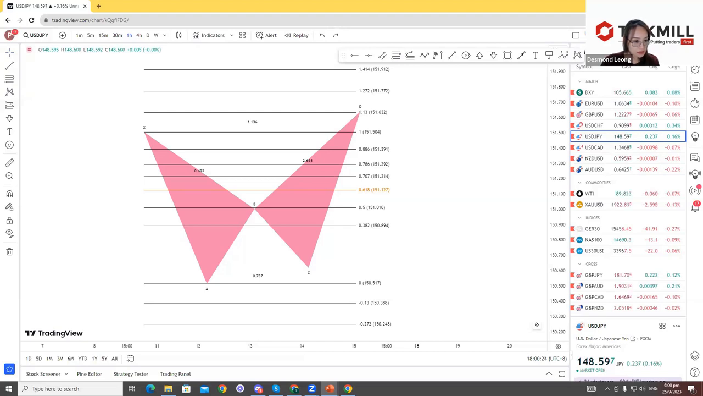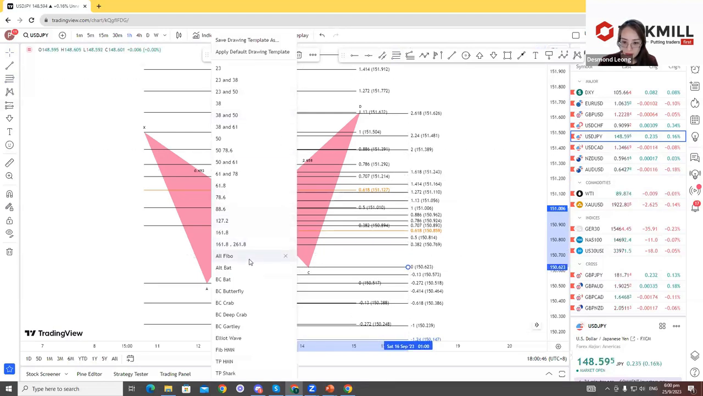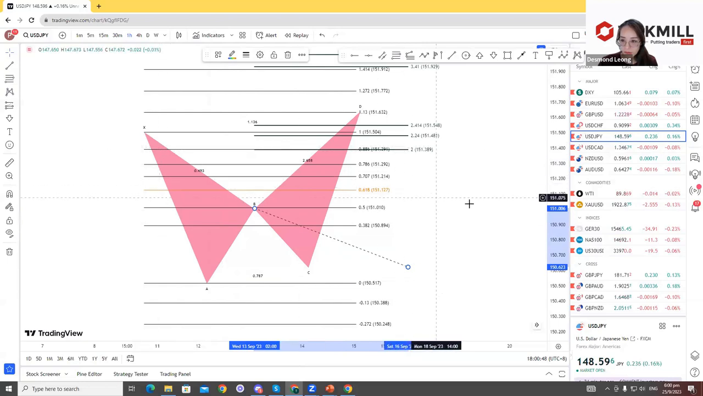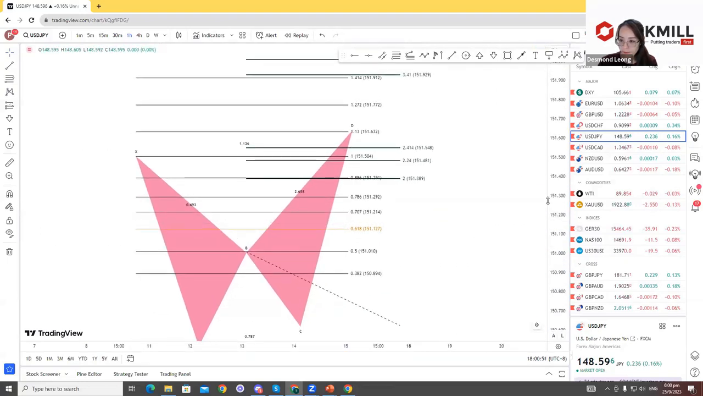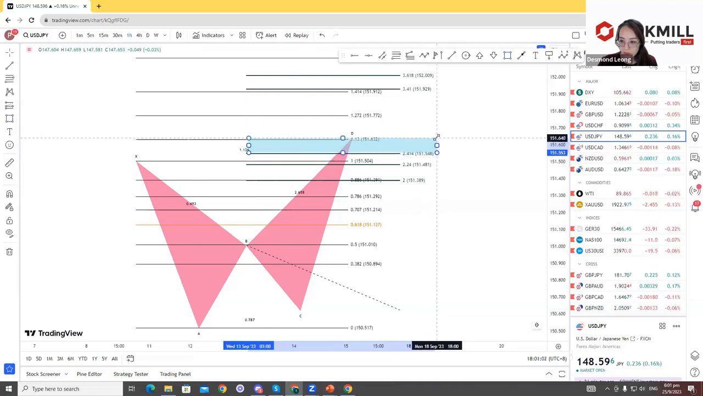And they also say that you can find the D point using a projection between 200 and 361.8 of BC. Actually, you can also use a BC extension from B to C, and then you get the alternate bat here. Don't get confused. It's somewhere over here. So basically our PRZ should be somewhere here, like this zone.